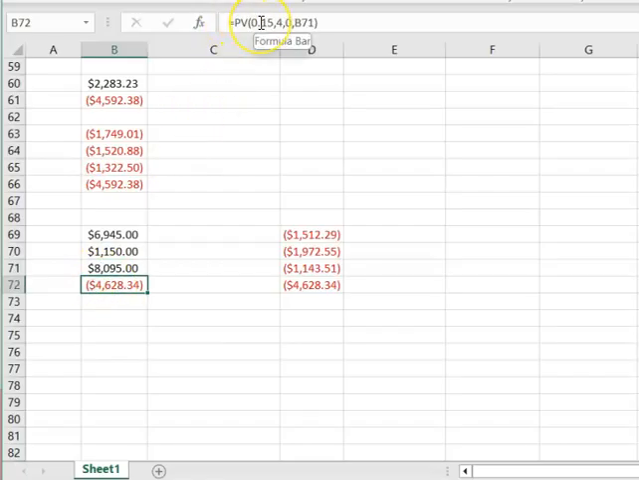So present value at the interest rate of 15%. How many years? 4 years. No payment. And what is the future value that you want to calculate the present value of? $8,095. Here, instead of typing the number, I put the address of the cell that contains that value.